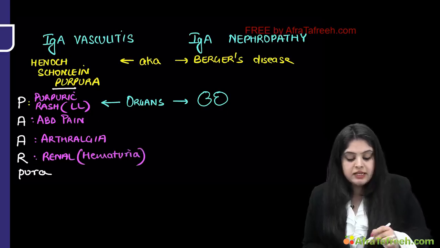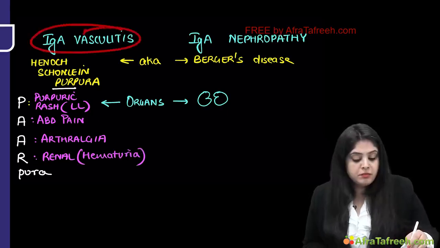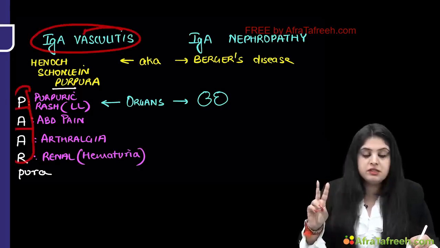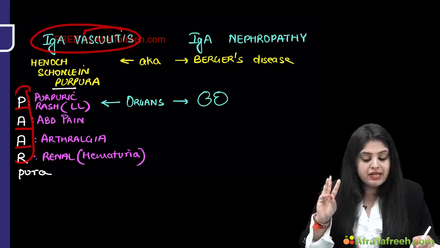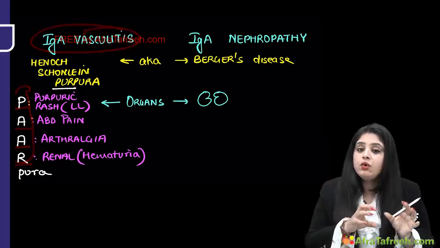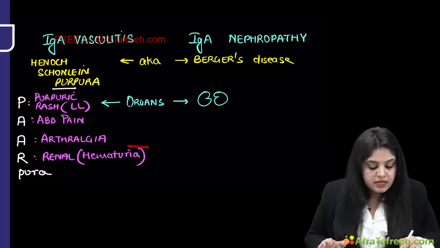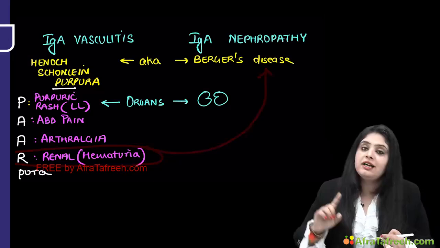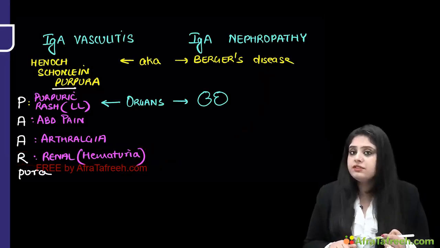So I can say that IgA vasculitis is a broad term. It includes skin, purpuric rash, means it includes abdomen, it includes joint, and it includes kidney. If I only take out the kidney part, and I say what is that disease known as, that is known as Berger's disease. Everyone's understood the difference between HSP and IgA nephropathy?